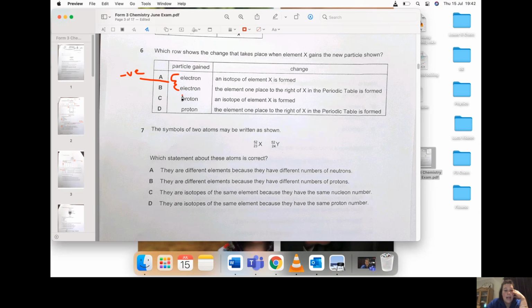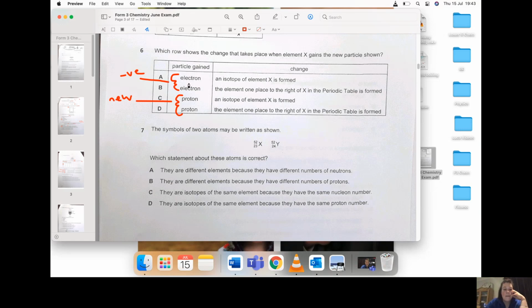Okay, if an element gains a proton, what is happening? It's actually a new element. Remember, if you change your proton number, you change your element completely. Carbon has 12 protons. If I get 13 protons, I'm no longer carbon. Okay, so that is how you should look at this question, and now we go through the answers.